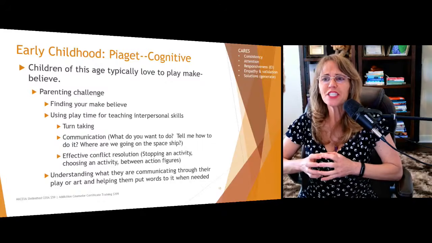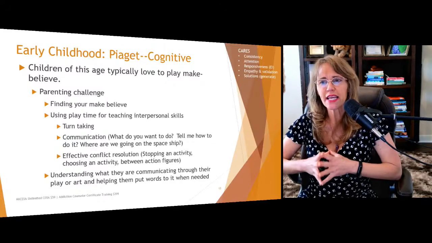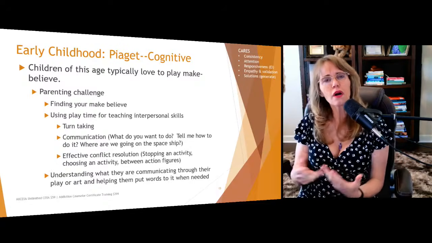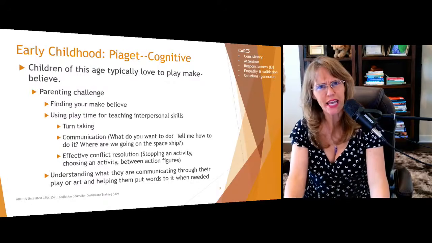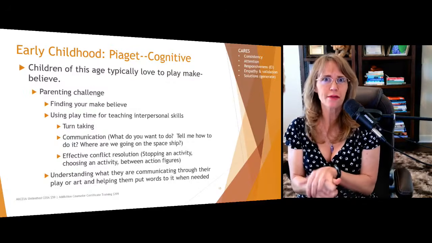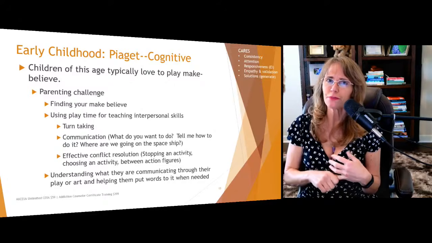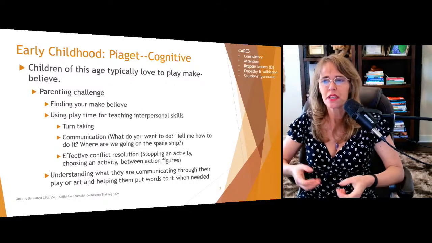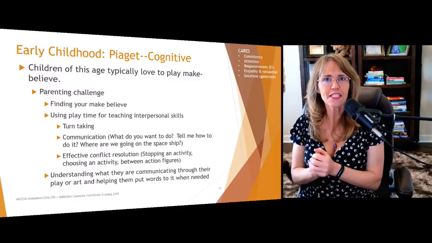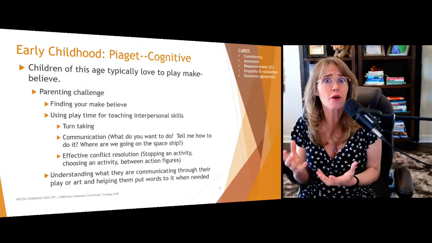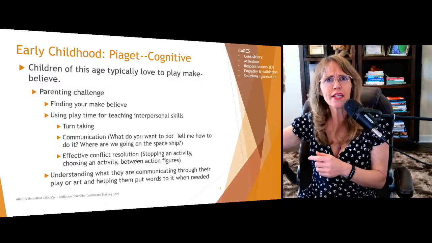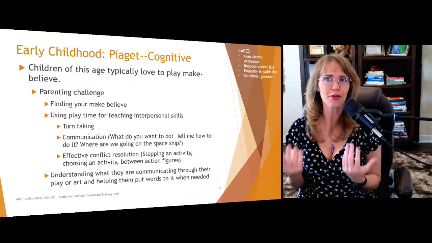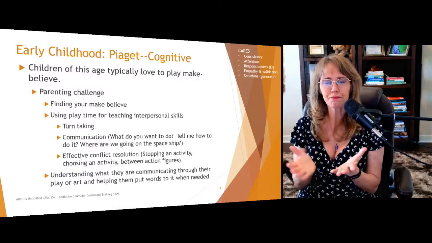Use playtime for teaching interpersonal skills like turn taking and communication. Ask them, what do you want to do? Or how about you tell me how to play this game? I know my kids used to make up their own games all the time. I'd say, okay, mommy will play with you, but you need to tell me how to do it. And they would explain it to me. Or if we were pretending we were blasting off in space, I would have them tell me, where are we going? Oh, what do we see out that window out there? And I would encourage them to develop imagination and communication as we played.